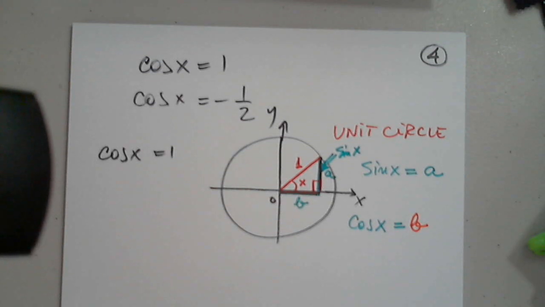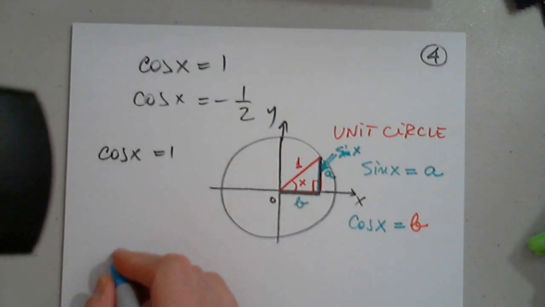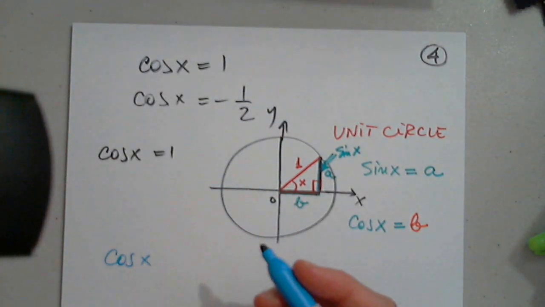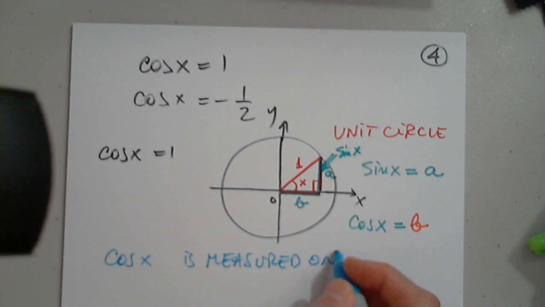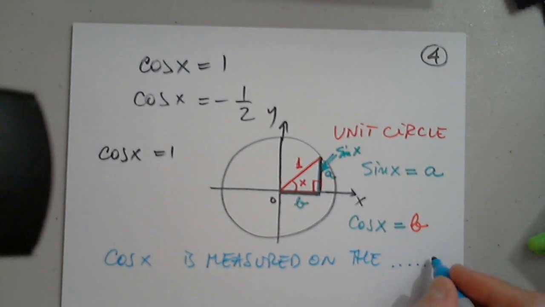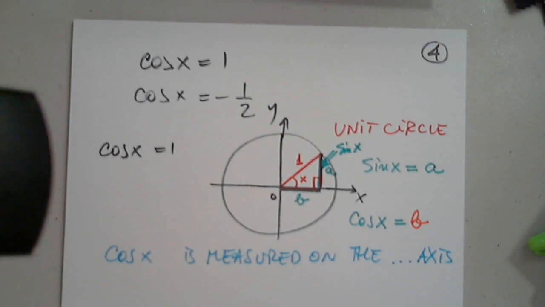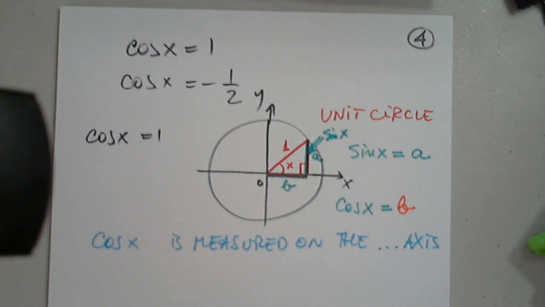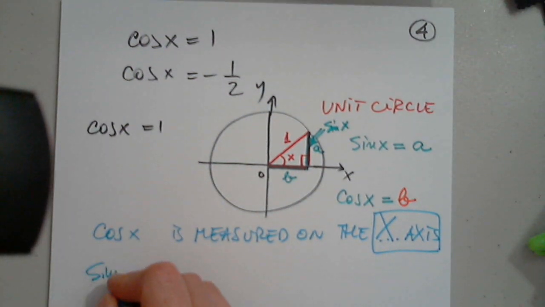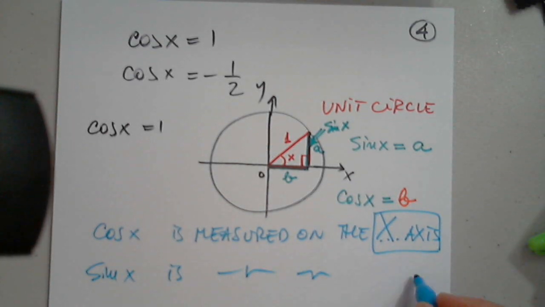What do we conclude here? We conclude that cosine is measured on what axis? Cosine x, or just cosine, is measured on the axis. Would it be the x-axis? Good. And where do we measure sine? The y-axis. Very good.